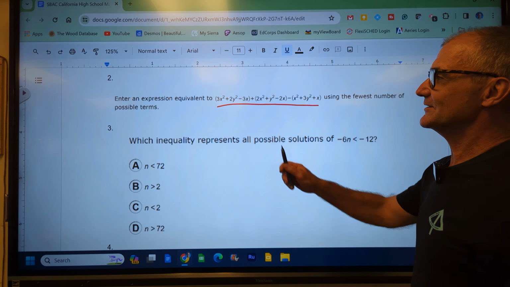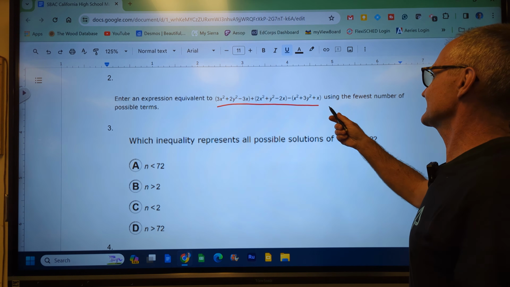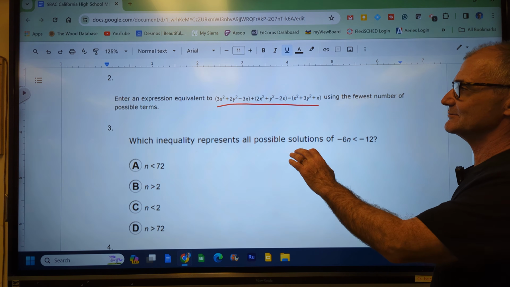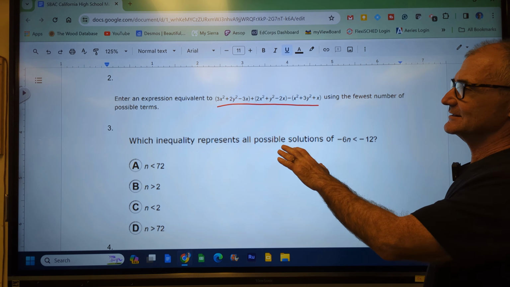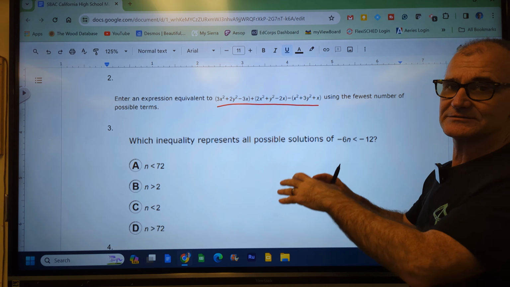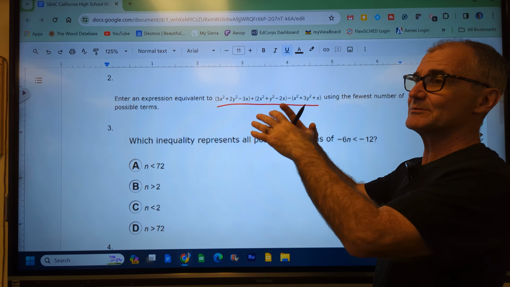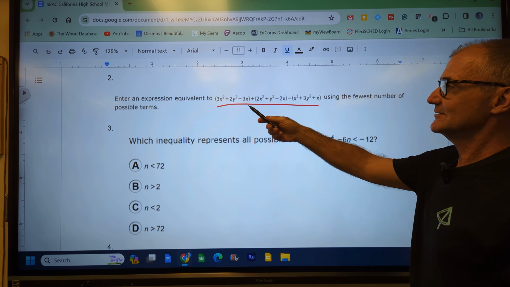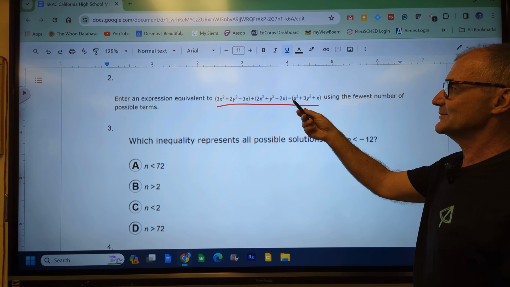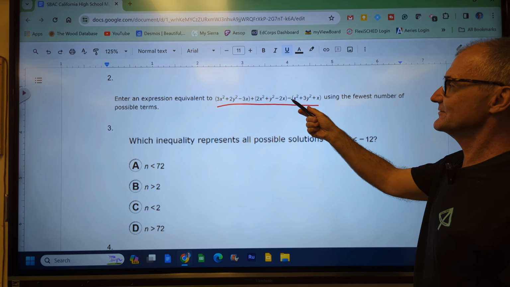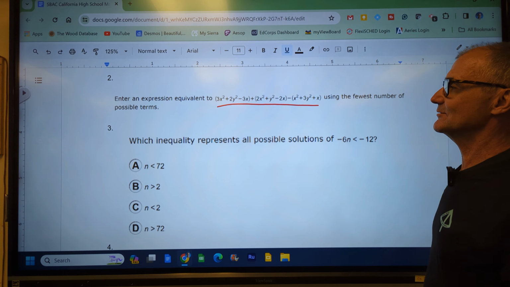Okay, number 2, find an expression equivalent to all of this using the fewest number of possible terms. So I'm looking at this problem, and I'm trying to figure out what the intent is. The intent is clearly combining similar terms. Do you know that 3 apples plus 4 apples is 7 apples? So that's the intent. Then I'm looking for tricks. Well, this looks all pretty straightforward, but that negative's a trick. I bet half of the people who do this problem forget to distribute that negative through the quantity.